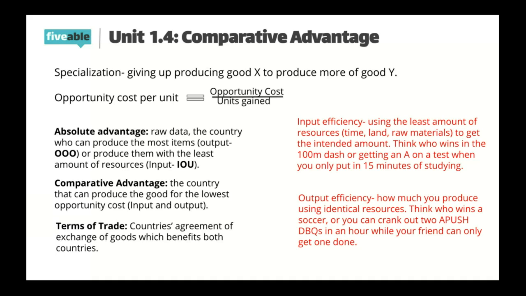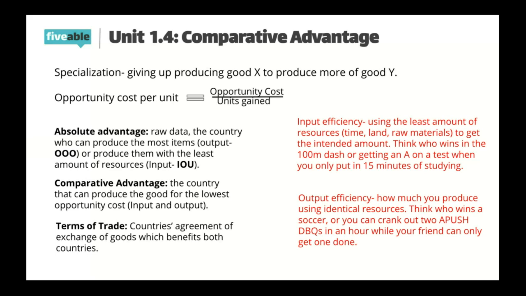Output, think more like a soccer game. All right, how much you can produce using identical resources. So who wins the soccer game when everybody has an equal playing field, equal amount of players, everything equal, and hopefully refs that are equal as well. All right, or who can crank out the most DBQs in an hour for a push, whereas I can barely get one done and I teach it. So absolute advantage is the raw data.